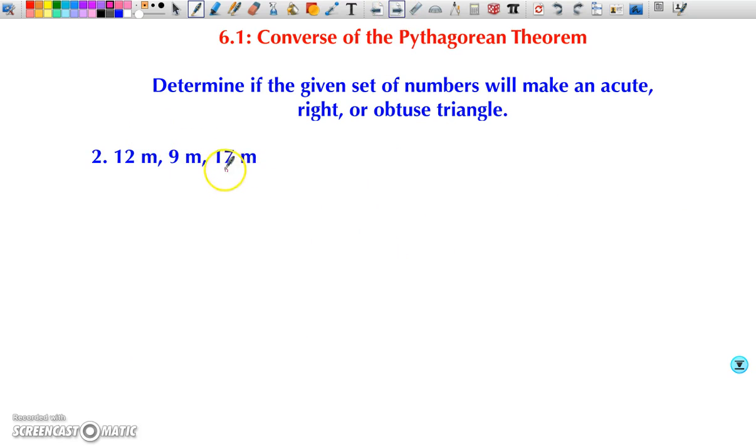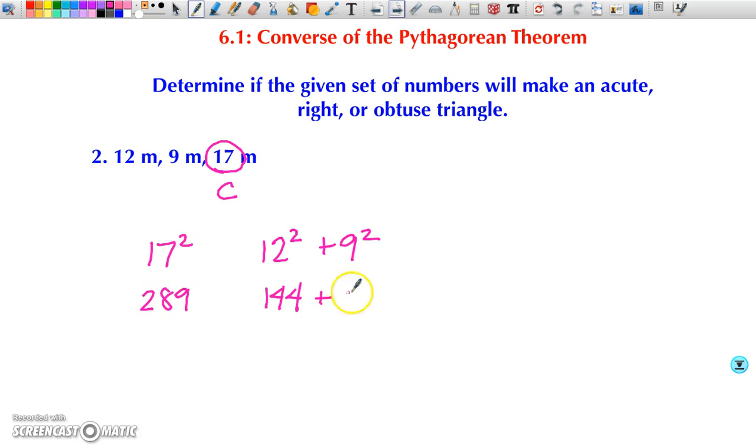Second example, this one is your largest number, so that's going to be your c. Remember, c is always your largest. And so we're going to do c squared, and we're going to compare it to 12 squared plus 9 squared. 17 squared is 289, 12 squared is 144, 9 squared is 81. So we get 289 here, and over here we get 225.